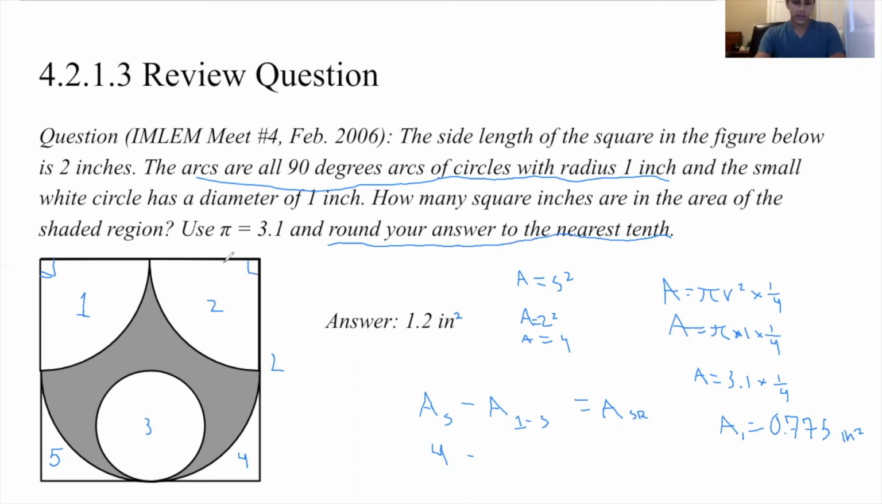Now, I know a lot of you going through this question with me would say, why didn't you just do them together? I was just trying to make a point that this is the best way to go about questions, especially if all the areas are different. The areas of region 1 and region 2 are going to be the exact same. They're both quarter circles with a radius of 1 inch. So we can just say the area of unshaded region 2 is also going to be 0.775 inches squared.